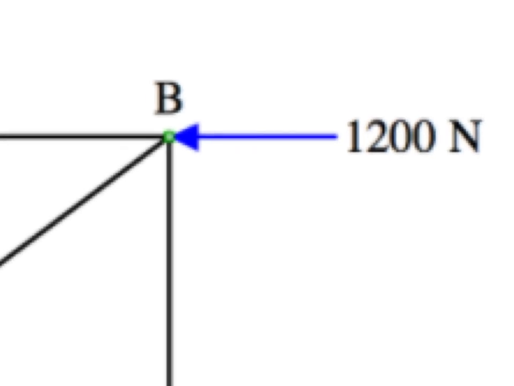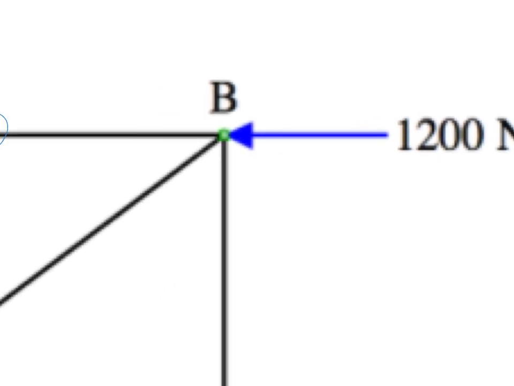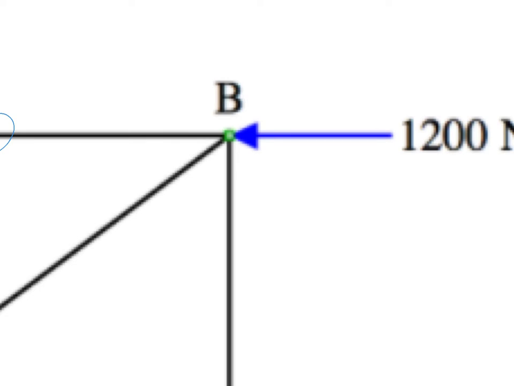All right, so I got 1,200 coming in from the right. And the only other force that has any component in the X direction is this one right here. So if I do the X direction, then this one's going to have to be 1,200 newtons, right? Because it has to match this one, since this one is a 0. All right? And now we're going to do the verticals.